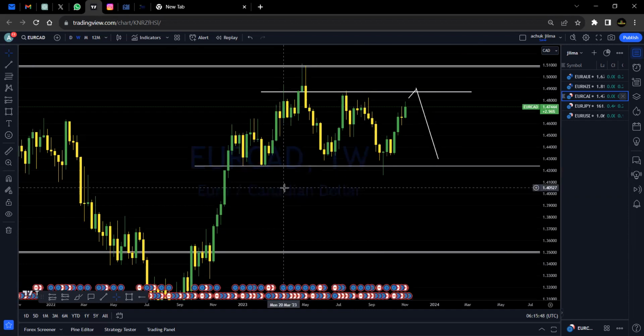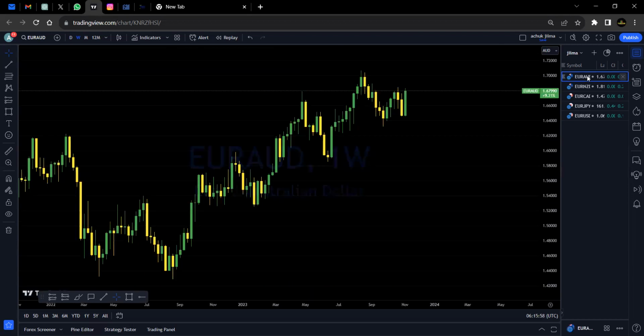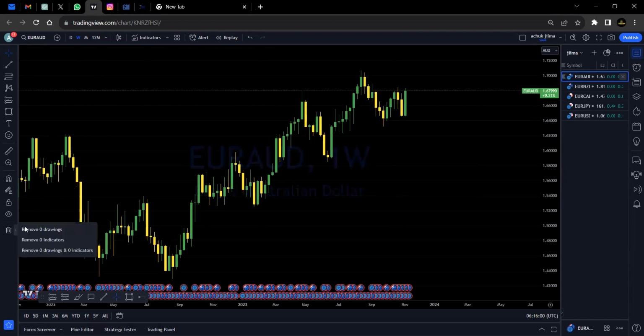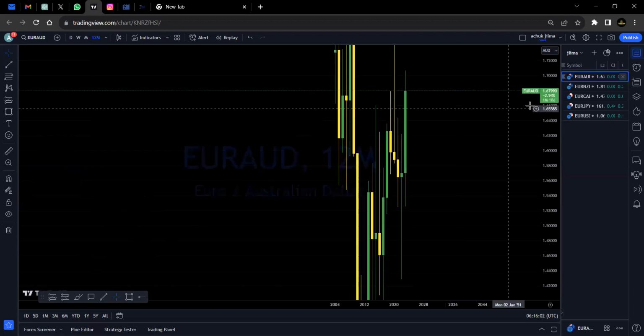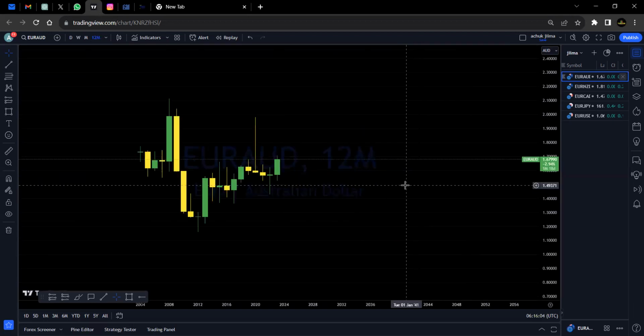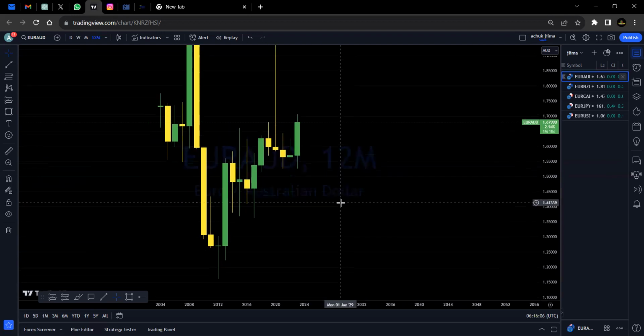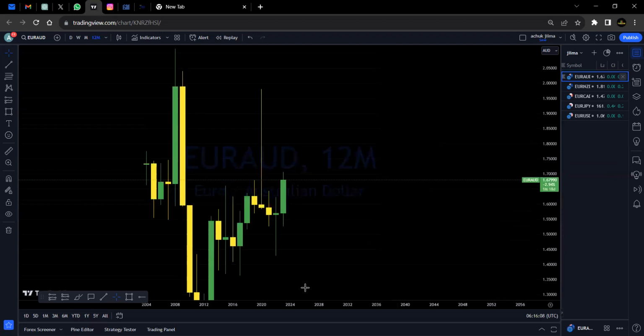Now going on to another pair, because we've looked at a euro pair, we need to double the euro pairs and understand them. So we can pick one more euro pair. In that case, let's go with the EURAUD. And with EURAUD, again we go back to our highest time frame possible. We look for highs, we look for lows.